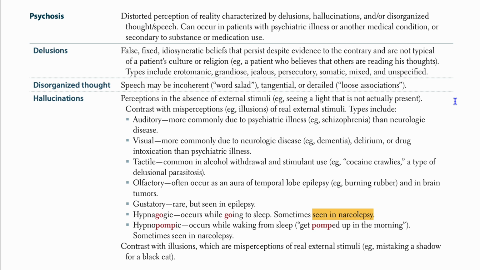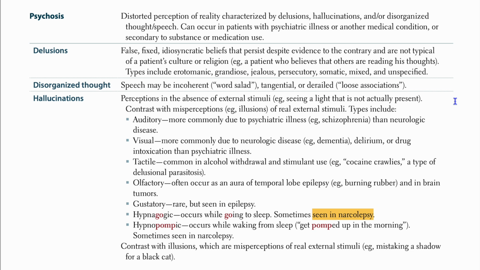Whereas visual hallucinations are more commonly due to neurologic disease like dementia or delirium or drug intoxication than any psychiatric illnesses. You have tactile hallucination. It's common in alcohol withdrawal and stimulant use, for example, cocaine crawlies, a type of delusional parasitosis. Olfactory hallucinations often occur as an aura of temporal lobe epilepsy, for example, burning rubber, and in brain tumors. Gustatory hallucinations are rare but seen in epilepsy.